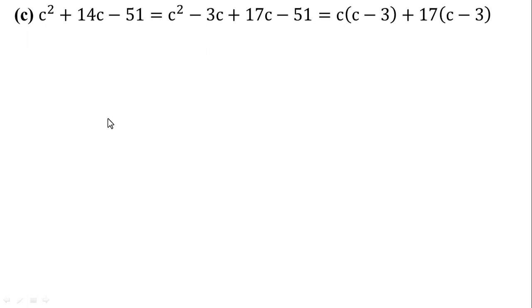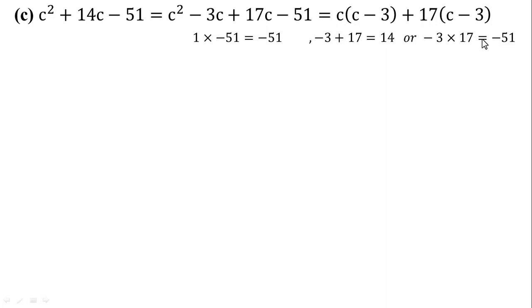Now in C part, we can see that c square plus 14c minus 51. First of all, 51 multiplied by 1, answer is 51. Now the mid-term breaking of 51 into 2 parts. Then we have 1 multiplied by minus 51 is equal to minus 51. Mid-term breaking of 14 into 2 parts, minus 3 plus 17. When minus 3 plus 17, answer is 14. And minus 3 multiplied by 17, answer is minus 51.